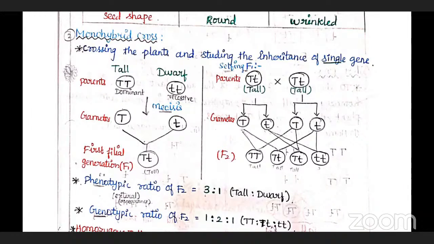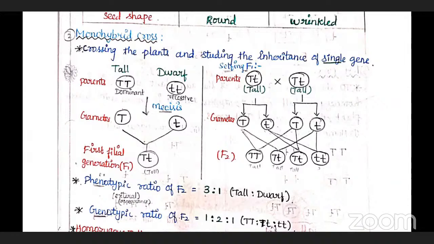What's the meaning of heterozygous? Hetero means different. Zygous means zygote, gamete. So different gametes are present. That is called heterozygous. So heterozygous means capital T will be separated, small t will be separated. Similarly, here also capital T will be separated and small t will be separated. So we are getting the 4 gametes in the F2 generation.